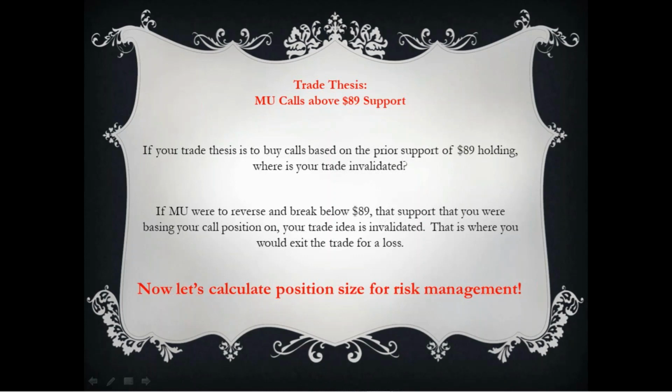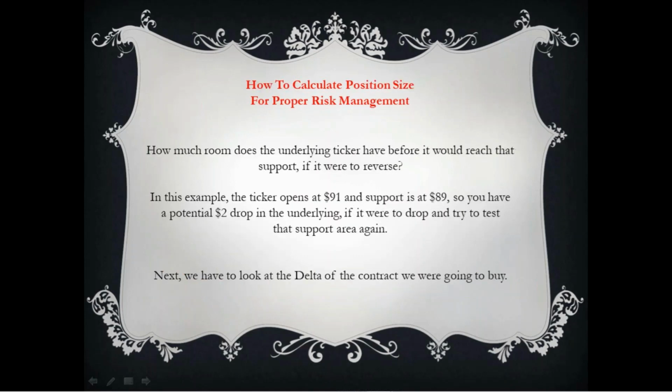So there's the fun part at the bottom. Now let's calculate position size for this risk management. So how much room does the underlying ticker have before it would reach that support if it were to reverse? Now remember, we're just making up this number, but tomorrow, if it were to open at $91 and support is at $89, we've got that potential $2 drop.